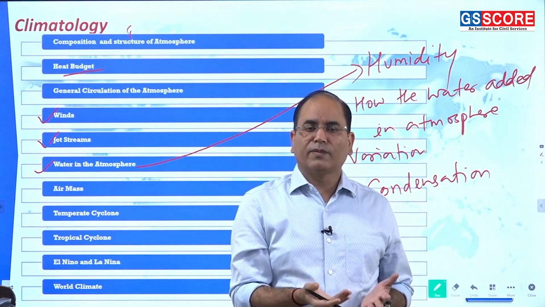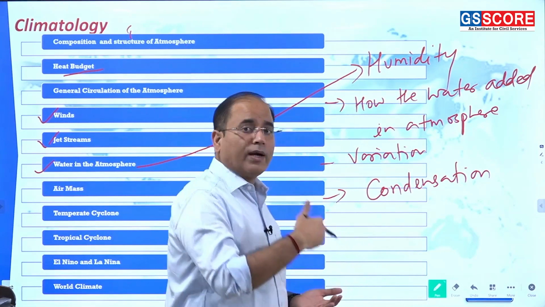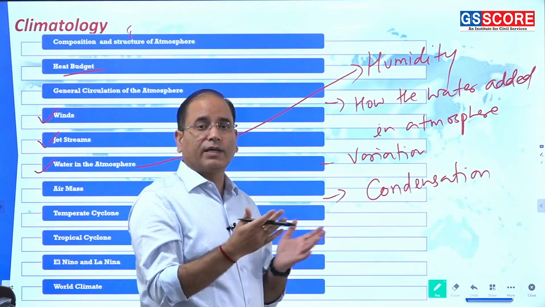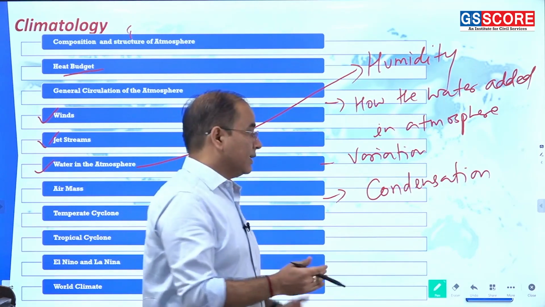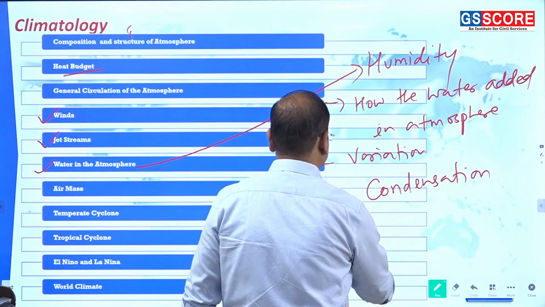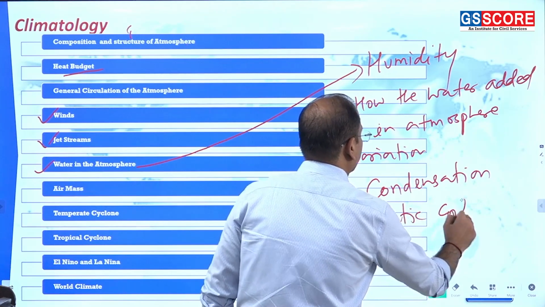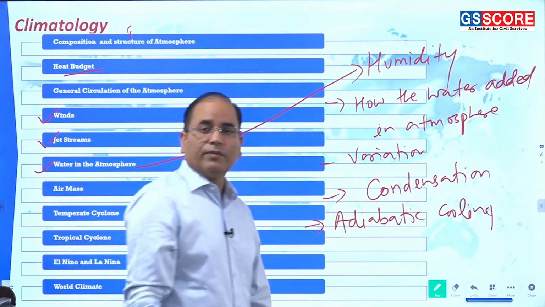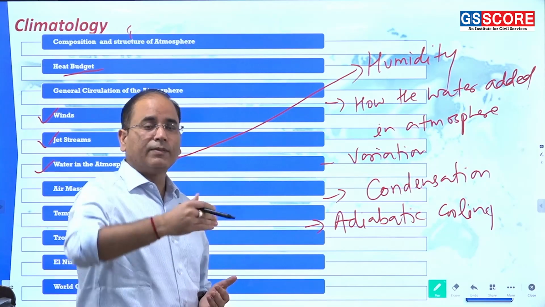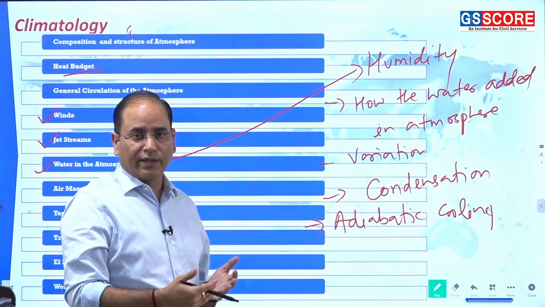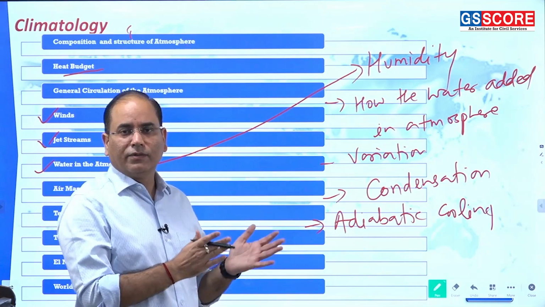So first the water from the surface will transform into the water vapor, gaseous form में change होगा. Then water vapor will transform into the liquid or ice crystal through the process of condensation. This process of condensation is associated with another phenomena, that is adiabatic cooling. So adiabatic cooling is a very important process that is associated with the rising of air and the cooling of the air. This is the general process toward the condensation.